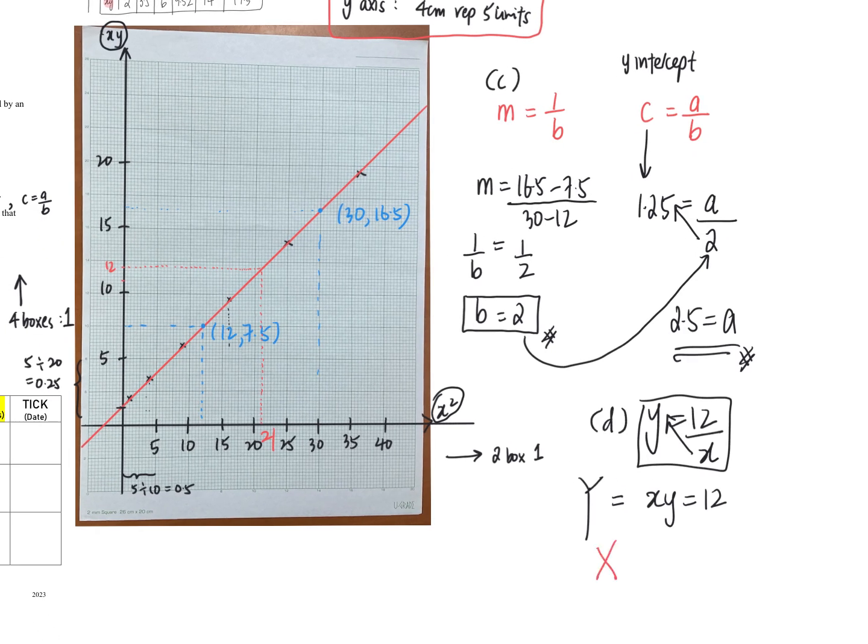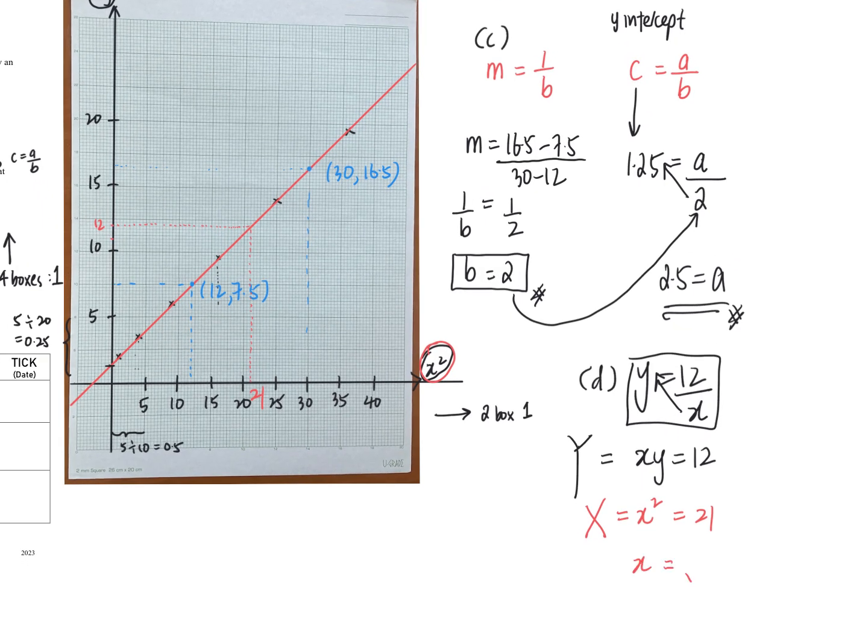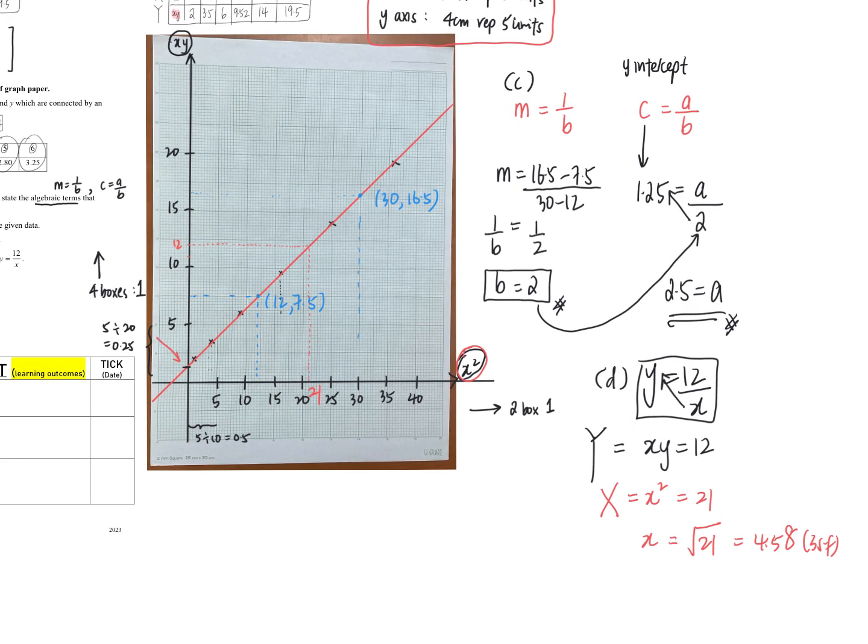Big X represents X squared. It's 21. So to find the value of X, you need to take a square root. When you take square root, there's always 2 answers. But for this graph, you know for sure it's positive. So you can just ignore the negative one. So square root of 21 is 4.58. Yes. Yeah, you just read here. Okay, it's okay. You just go based on your accuracy and then write there.